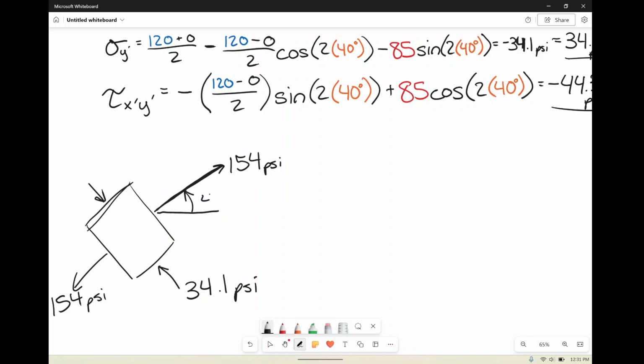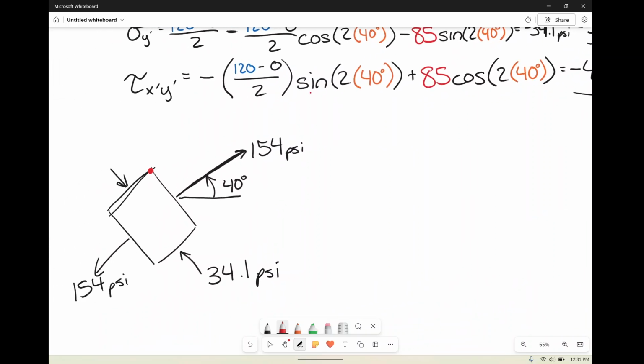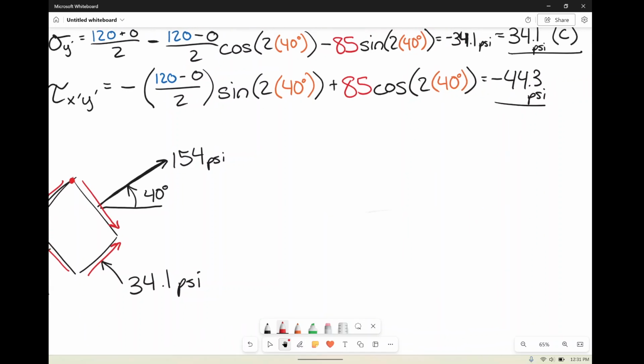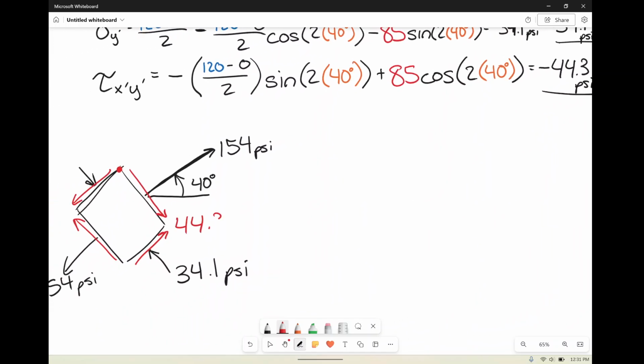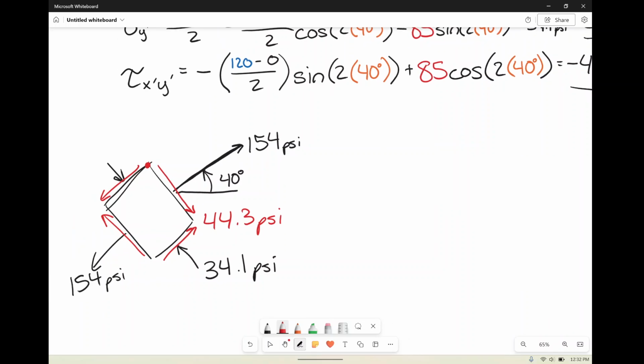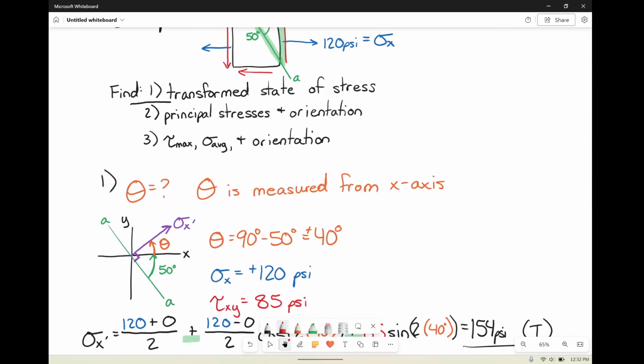So since we rotated this element 40 degrees upward, that means that the original positive tau xy corner is up there. But we're negative, so we're not going up to that corner, we're going away from that corner. So we're going to go down to the opposite corner, and that's going to be what we have, 44.3 psi. So if you are asked to draw the stress element, there is the stress element. Thankfully, Hibbeler can't possibly ask you to draw the stress element, so that's kind of nice. So that is, of course, number one, the transformed state of stress.